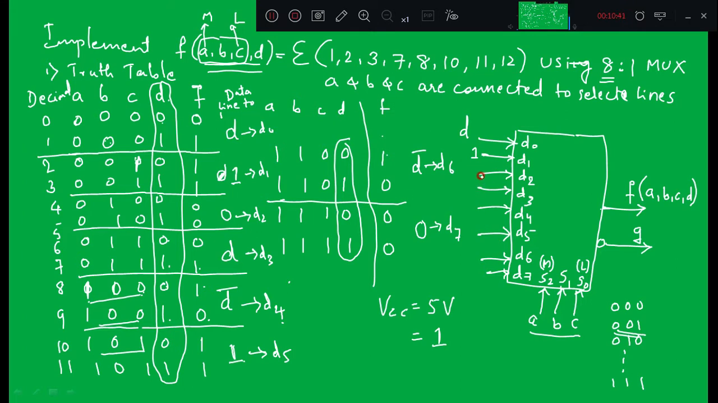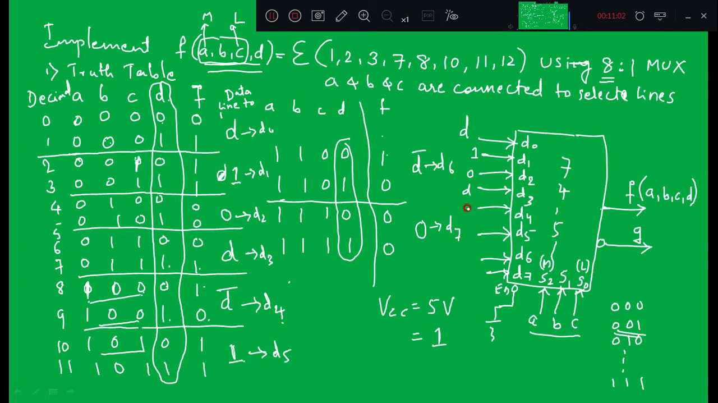Next, D2 is 0, so either you write 0 or connect it to ground. It's left to you, right? Next, one more enable pin it has, so that needs to be grounded, right? So this is the enable pin of 74151. Now D3 is connected to D, or you can short D0 and D3.